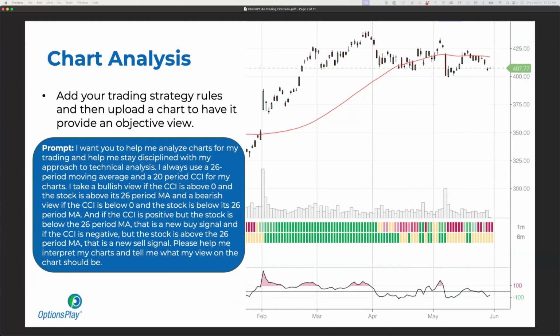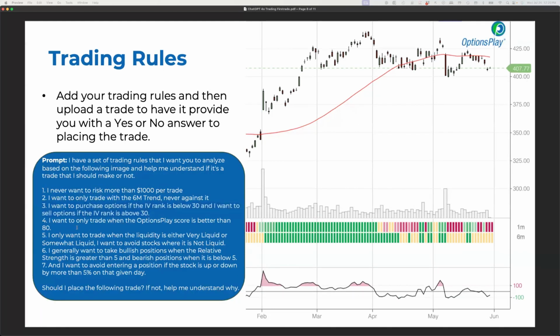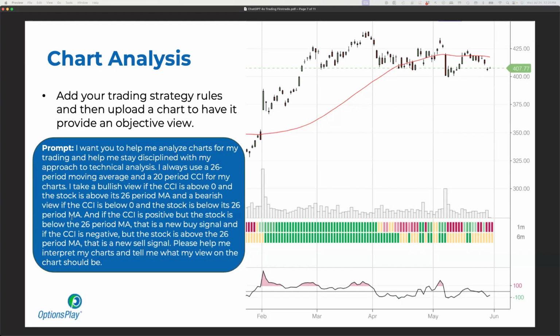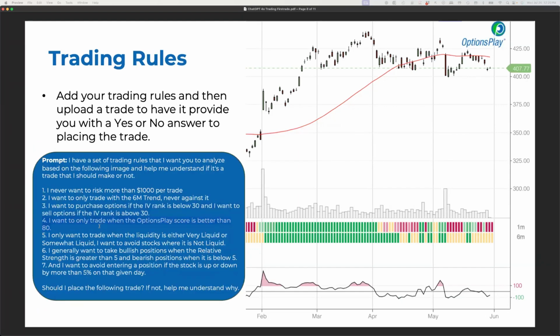Next, I only want to trade when the options play score is better than 80. Many of you are familiar with the options play score. It's a risk to reward metric on the options play platform. I definitely don't want to trade anything with an options play score less than 80. So that's a rule that I have for myself there.